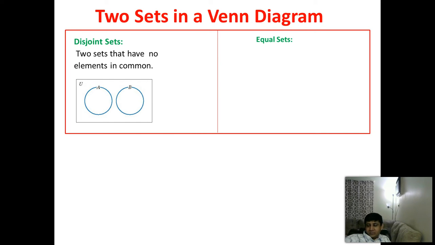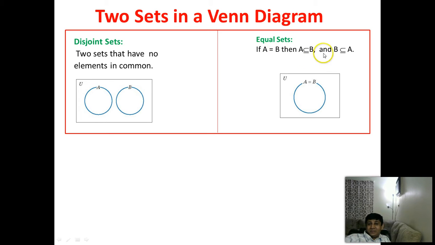Next one will be equal sets. Suppose we want to express two sets in a Venn diagram and those sets are equal. So what does it mean? When we say the sets are equal, it means that A is a subset of B and B is a subset of A. That will make them equal to each other. Now in a Venn diagram, since A is contained in B and B is contained in A, both circles must overlap on each other. So A is basically equal to B. Both circles are sitting on top of each other. In the previous one, nothing is common. In this one, everything is common.